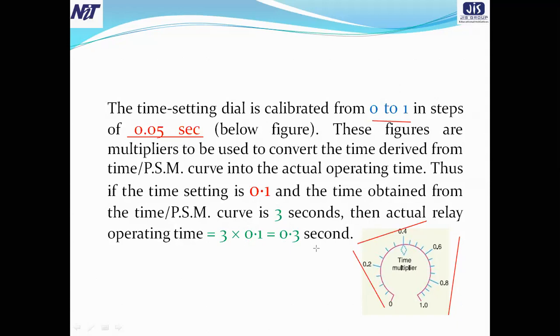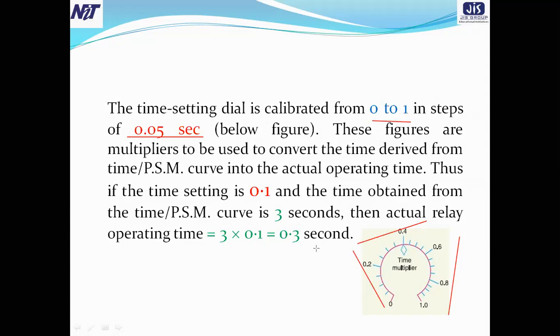Now, we have to take the help of the time/PSM curve, where the PSM is along the x-axis and the operating time along the y-axis. From that curve, we can easily take the value called the time/PSM curve value. With the help of that value and the time setting, we can easily find the actual relay operating time.